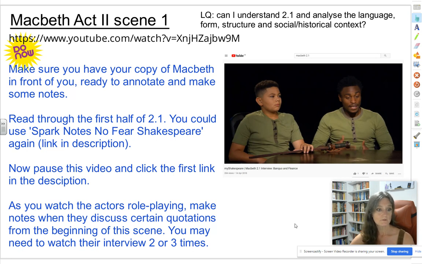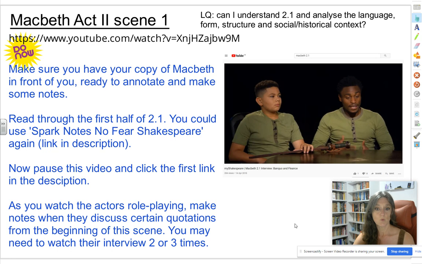When you've read through Act 2, Scene 1, I'd like you to find the next link and click on this video, and you can see the screenshot from the video above. Basically, it looks like it might be a teacher and a student, and they're role playing Banquo and Fleance, as if they're on a TV chat show or a news show, that kind of thing. And they're really picking the beginning of the scene apart.